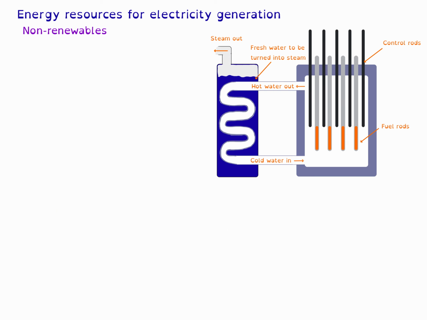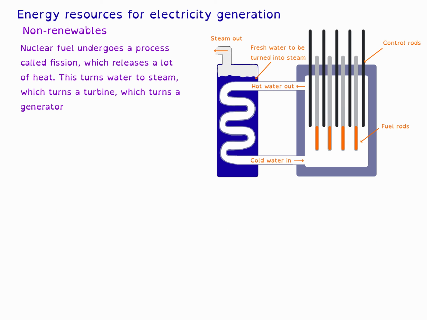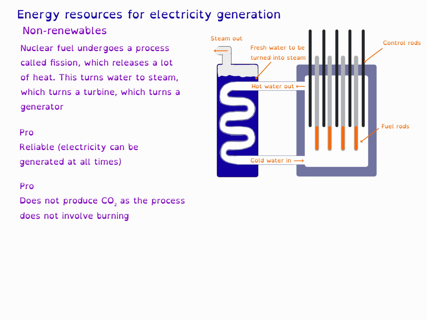Another non-renewable is nuclear fuel. Nuclear fuel undergoes a process called fission. This releases a lot of heat. This turns water into steam, which turns a turbine, which turns a generator and produces electricity. The advantages of this are that it's reliable. Electricity can be generated at all times. It does not produce carbon dioxide as the process does not involve burning. It produces more energy per kilogram of fuel than coal.